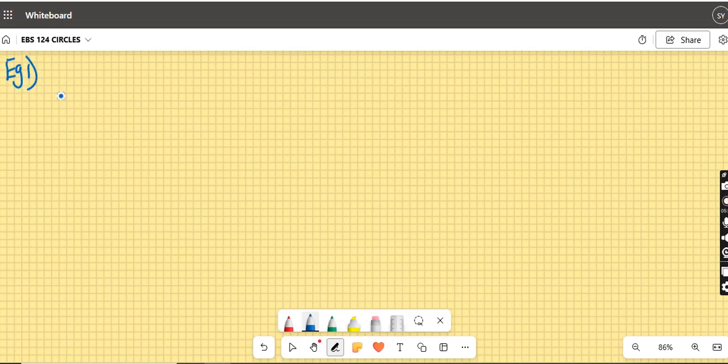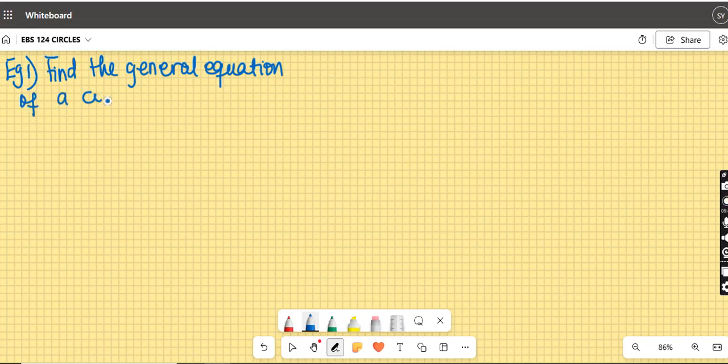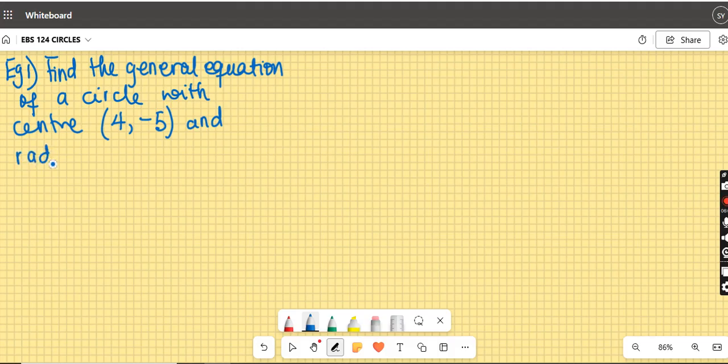Example 1. Find the general equation of a circle with a center for −5 and the radius 2. All right.